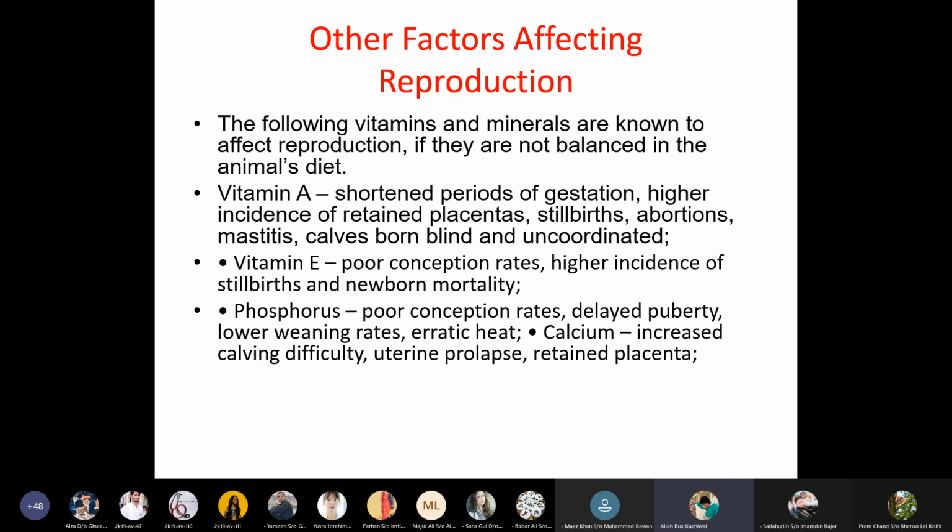The following vitamins and minerals are known to affect reproduction if they are not balanced in the animal's diet. Vitamin A deficiency: shortened periods of gestation, higher incidence of retained placentas, stillbirths, abortions, mastitis, and calves born blind or uncoordinated. Vitamin E: poor conception rates, higher incidence of stillbirths, and newborn mortality can occur due to a deficiency of vitamin E. Phosphorus: poor conception rates, delayed puberty, lower weaning rates, or erratic heat. Calcium deficiency increases calving difficulty, uterine prolapse, and retained placenta.